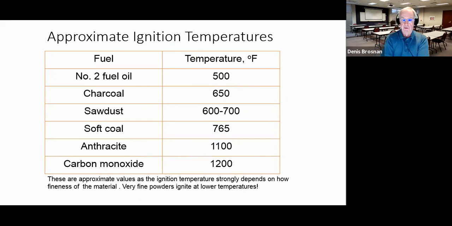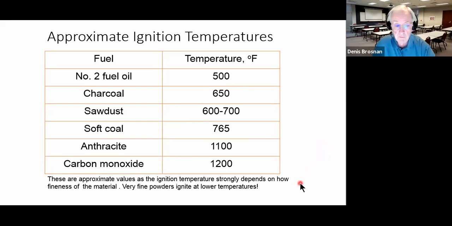Now, here are some ignition temperatures. These are ballpark figures. You can see that sawdust ignites at about 600, just like charcoal, and soft coal a little bit higher than that. But I'm going to show you a slide in just a minute that shows much lower values for pulverized material. So that's what we're using today, pulverized or shredded solid fuels.